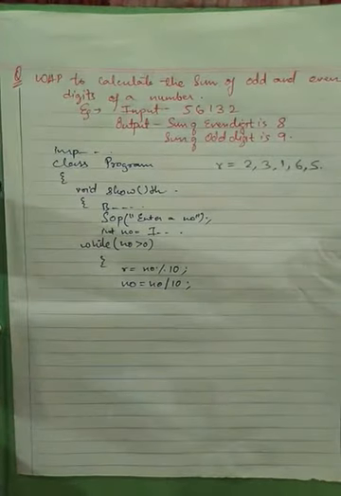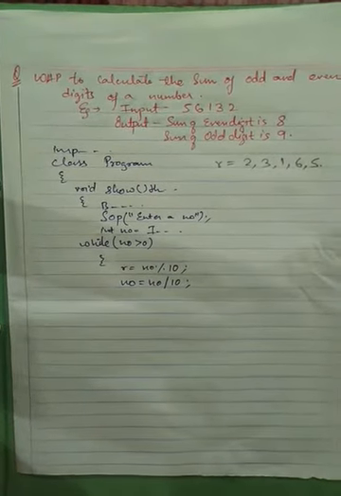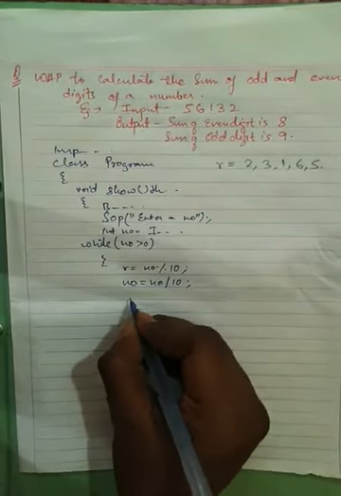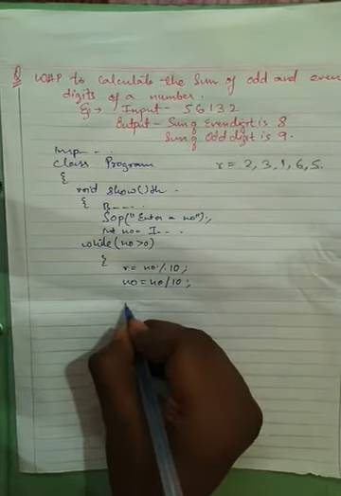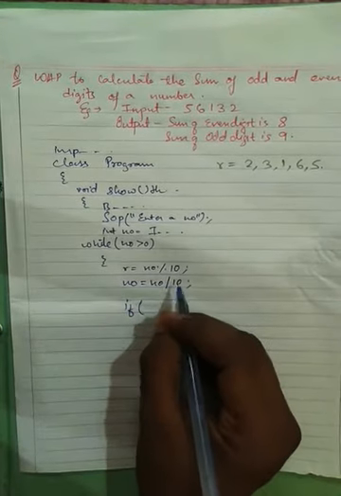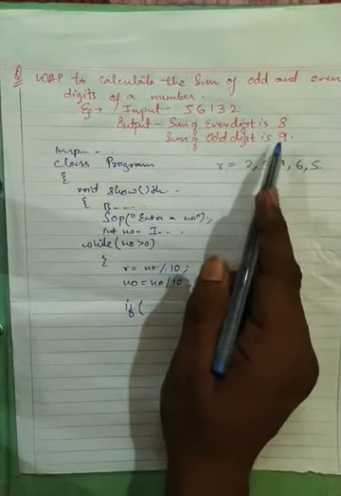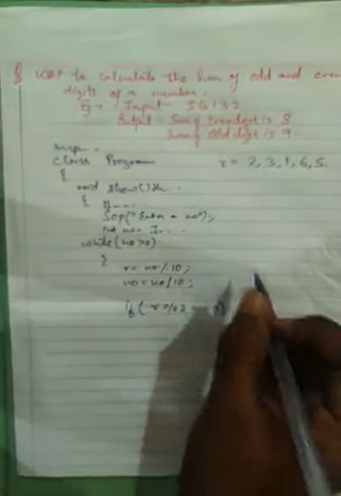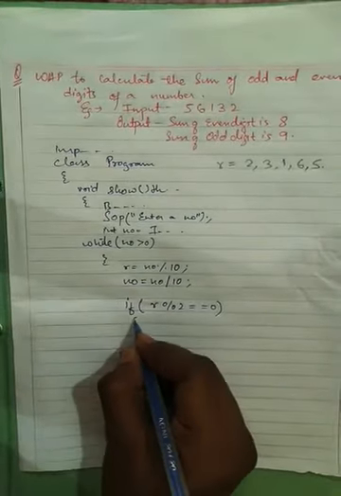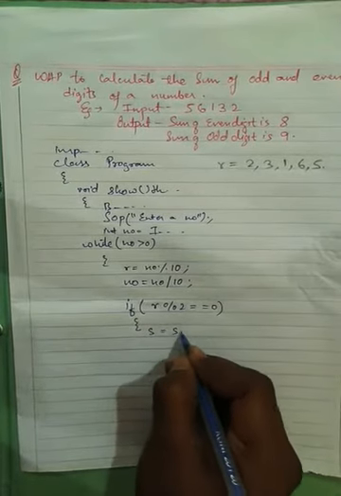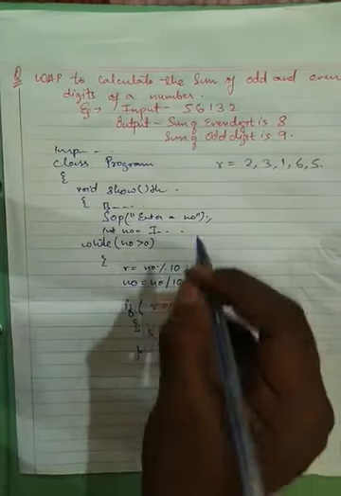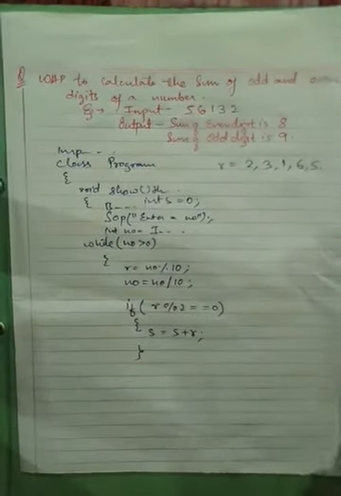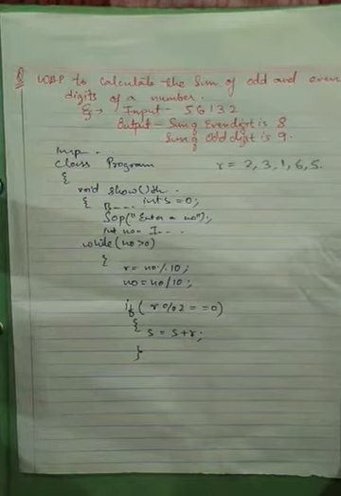If I want to calculate the sum, we know the sum of your digits. How will we calculate the sum of the digits? First we have to check for even, and odd I want to calculate. So if r modulus 2 double equals to 0, if the digit is even, then s equals to s plus r I wrote. Clear? So I took an integer s equals to 0. Okay, clear? So this is for calculating the sum of even digits.